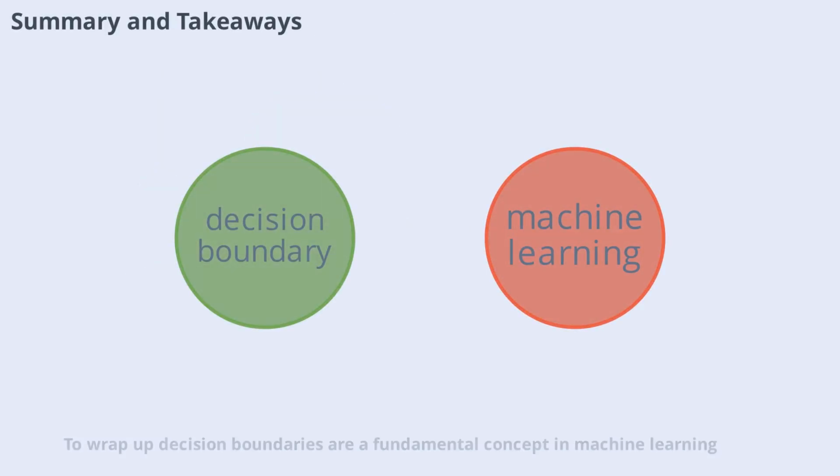To wrap up, decision boundaries are a fundamental concept in machine learning. They define how models separate different classes and make predictions. By understanding and visualizing these boundaries, you can improve your models, avoid common pitfalls, and apply machine learning more effectively.